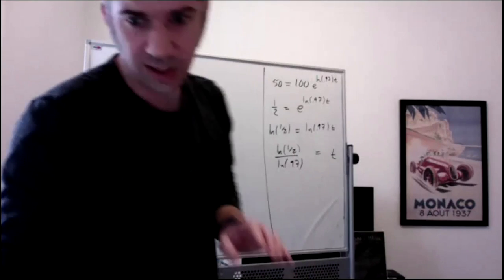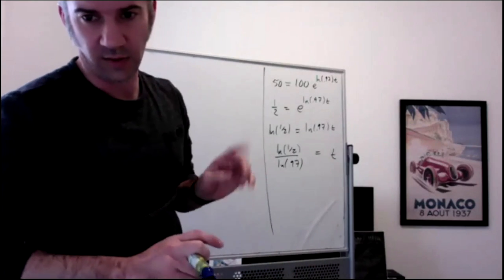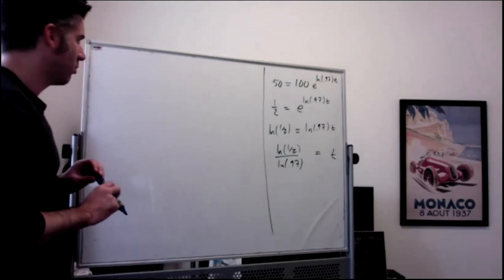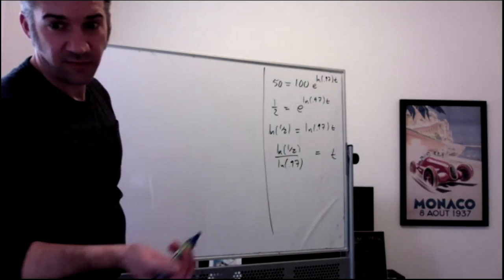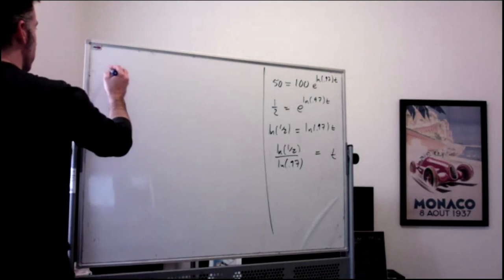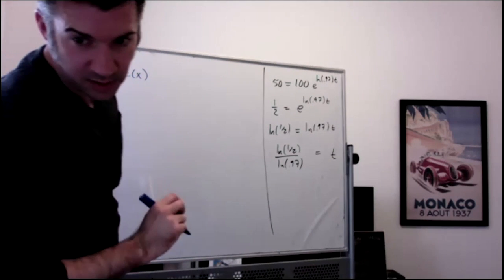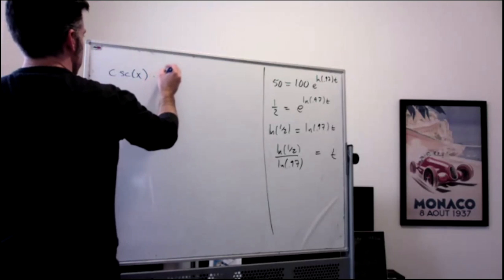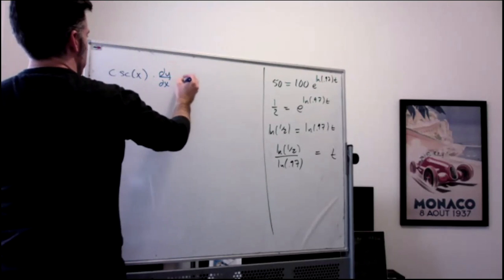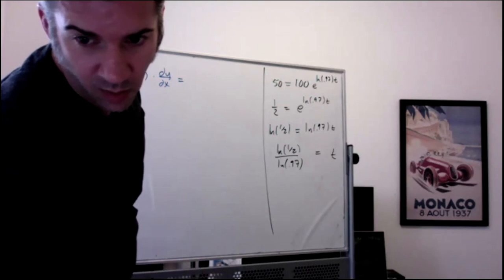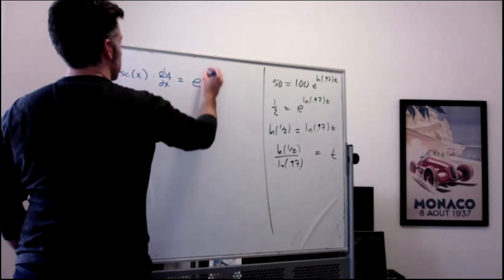Sorry. Let me continue with these differential equations, and then I'll swing back around to trying to come up with one that is more of a word problem. So let's look at the following one. I've got cosecant of x times dy dx equal to e to the y plus cosine x.